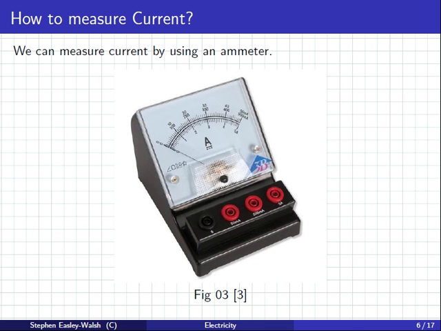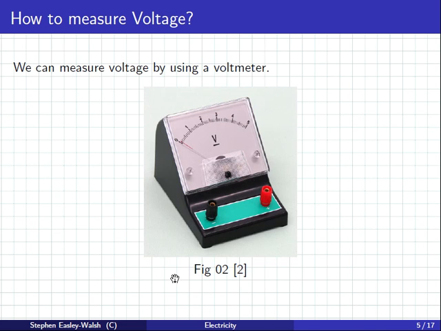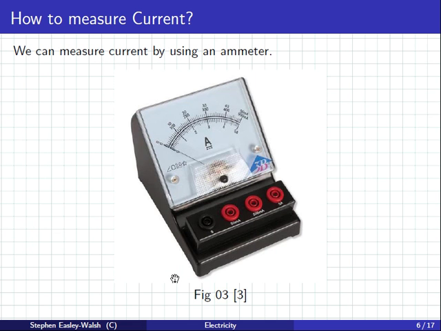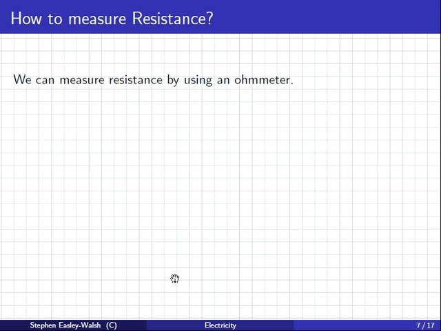Okay. Anybody think they might know what you use to measure resistance? Give you a hint. We measure voltage using a voltmeter, current using an ammeter. So we measure resistance using a... Look at how you're forming the name here. You're using the unit's name. Correct. Ohm meter.